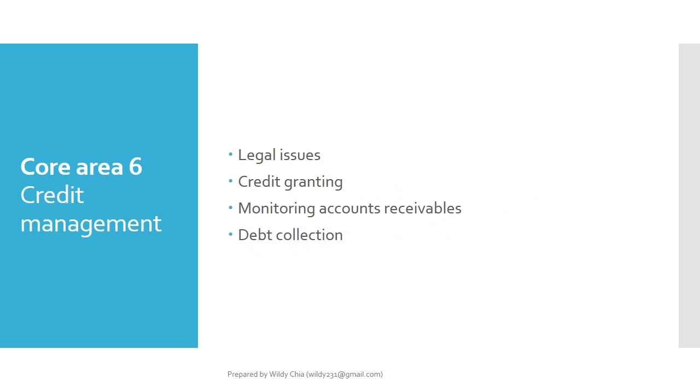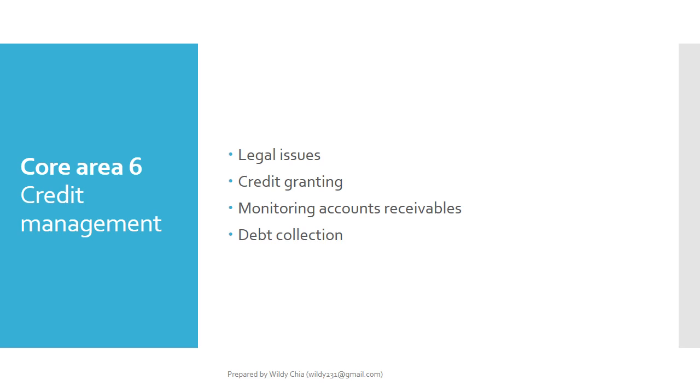Core area 6, credit management. Legal issues, like for example, what makes up a contract. Okay, what are the elements of a contract: consideration, offer, intention to form legal relations, right? And of course acceptance, not forgetting. You should roughly know these. These could be tested in the MCQs. It may also appear in section B, not surprising.